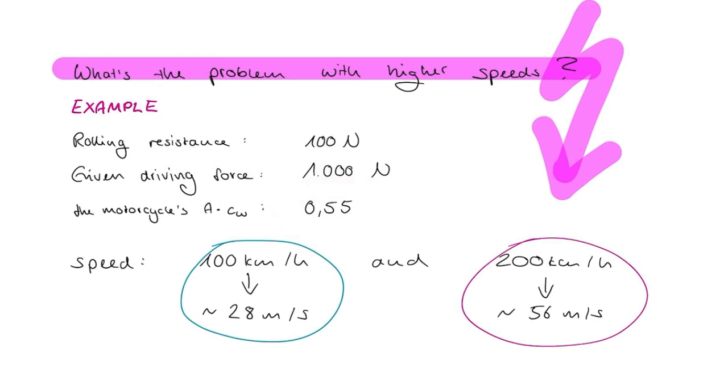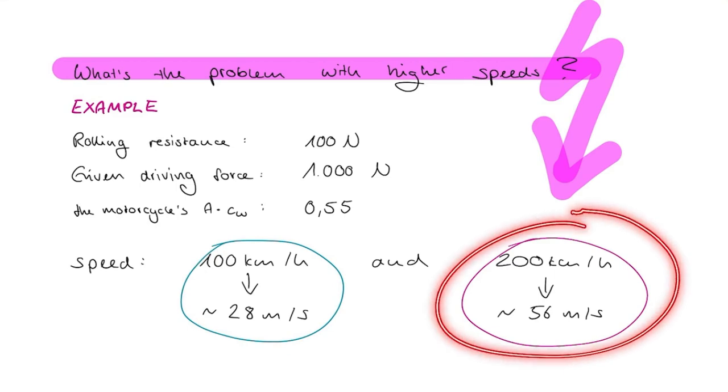We will calculate this with 2 different cases. In case number 1, our speed will be 100 kilometers per hour, which is about 28 meters per second. And in the second case, our speed is 200 kilometers per hour, which is about 56 meters per second.